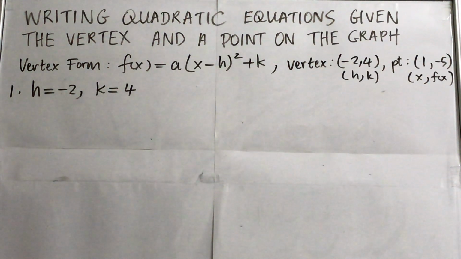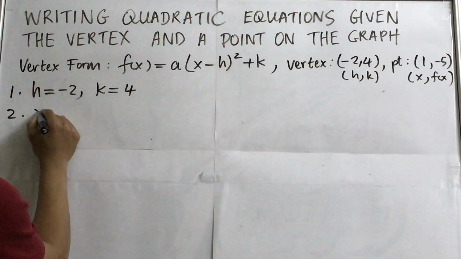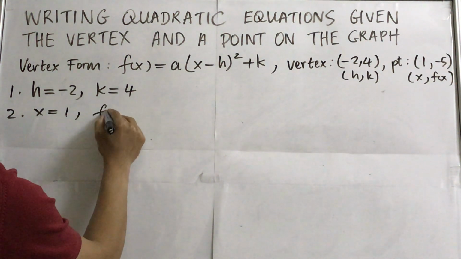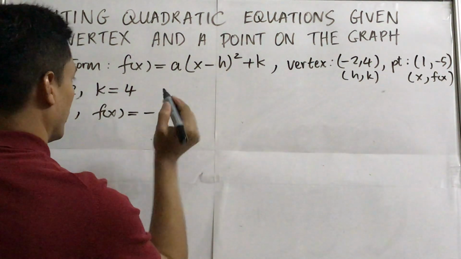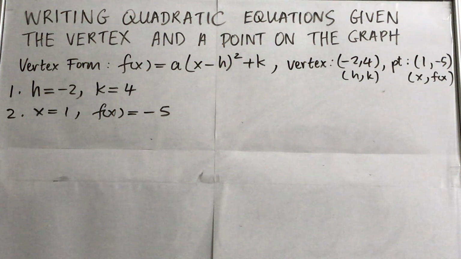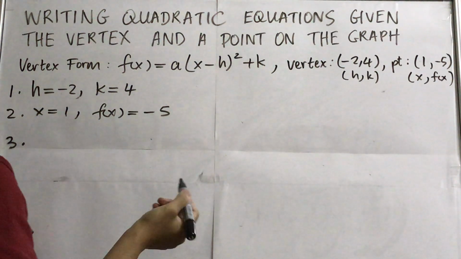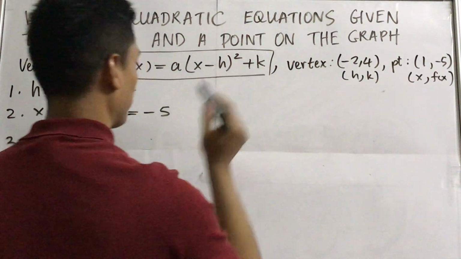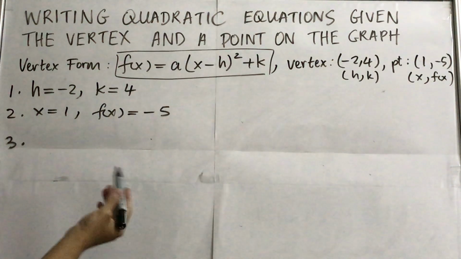Now what's your second step? Identify your points. x equals 1, f of x, which is y, equals -5. Okay. Now, what should your third step be? Plug them in. Okay, let's plug them in. Remember, we're using this form. And remember, what are we doing again? We're trying to solve for a. So let's plug them in.